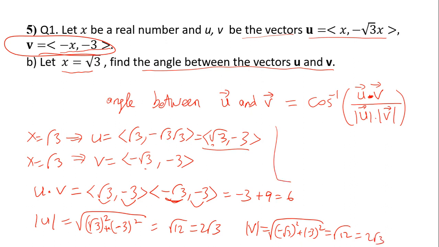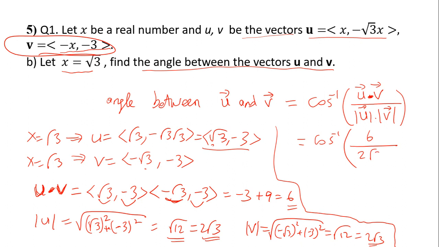Now let's put them together. Now we are ready to find the angle. Cosine inverse of u dot v, which is 6. We found it here. This is the dot product between u and v. Now it's 6 over, what is this? It's square root 12 times square root 12. You can also write the 12 there. So you will get here 4 times 3, so 12 again. So you have cosine inverse of 1 over 2.